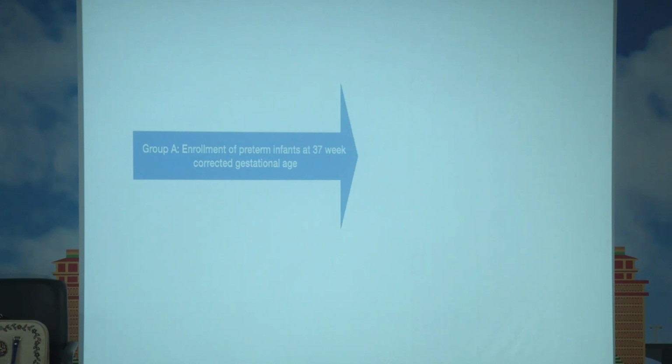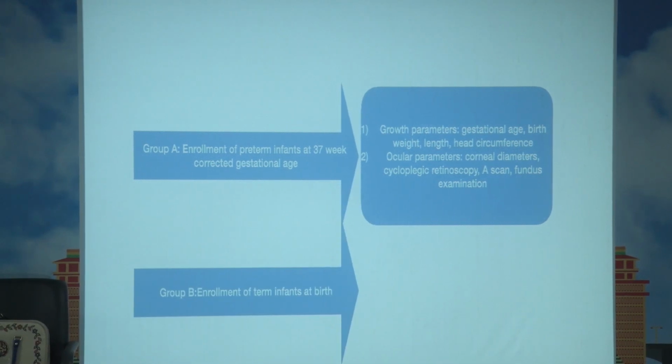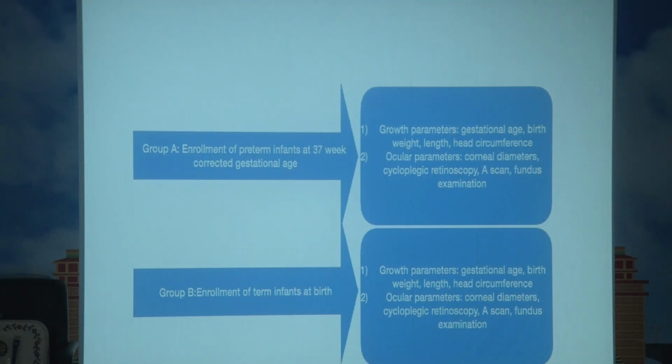In Group A, the age-corrected preterm babies were taken, and in Group B, the age-corrected term babies were taken, and growth parameters and ocular parameters were recorded. In growth parameters, it was gestational age, birth weight, length, and head circumference, and in ocular parameters, corneal diameter, cycloplegic retinoscopy, A scan, and fundus examination were done.